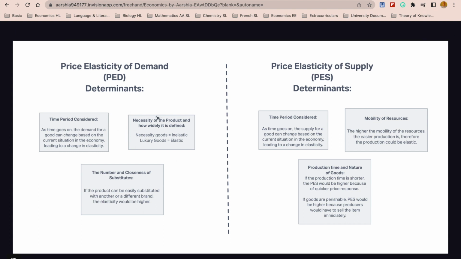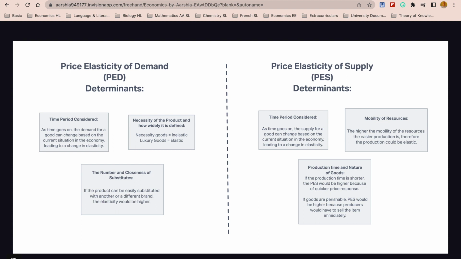The next one for PED is the necessity of the product and how widely it is defined. For example, if we're looking at necessity goods, their PED is more likely to be inelastic, and for luxury goods, it's more likely to be elastic.